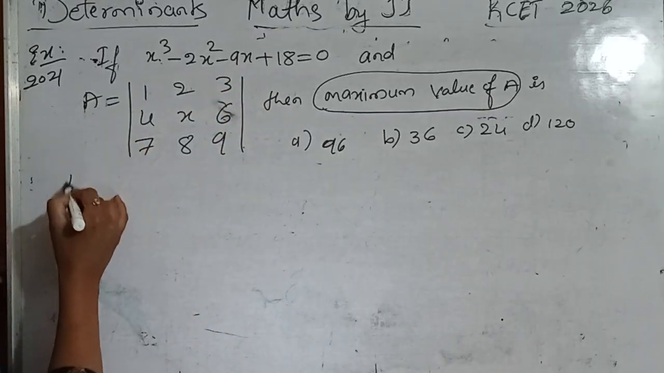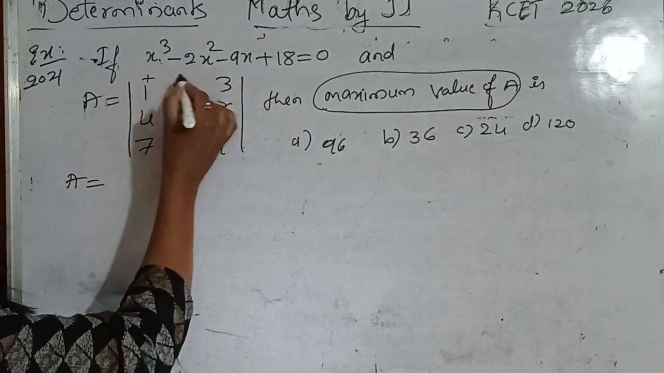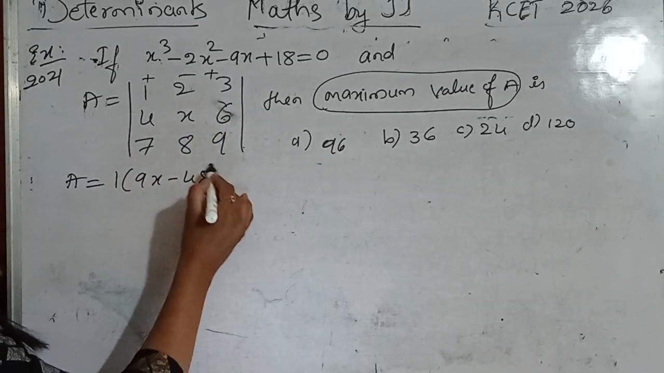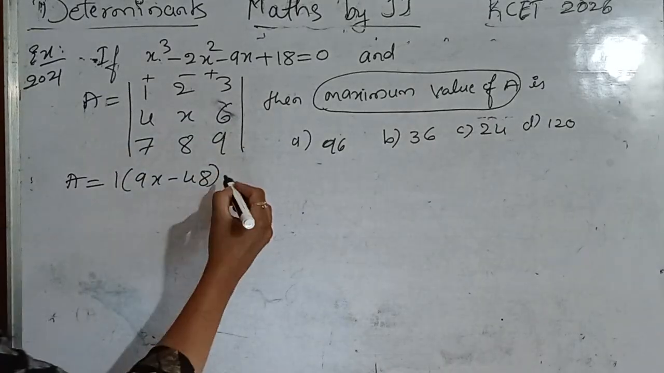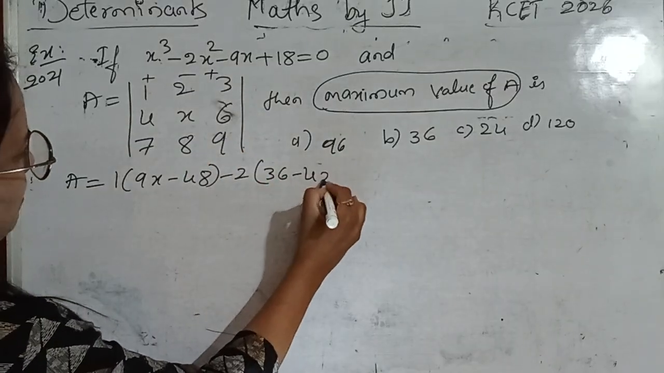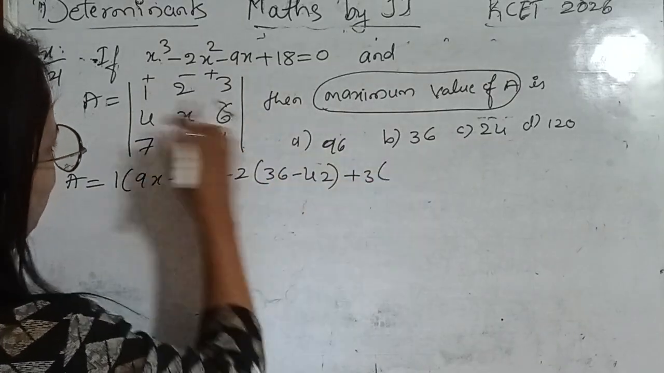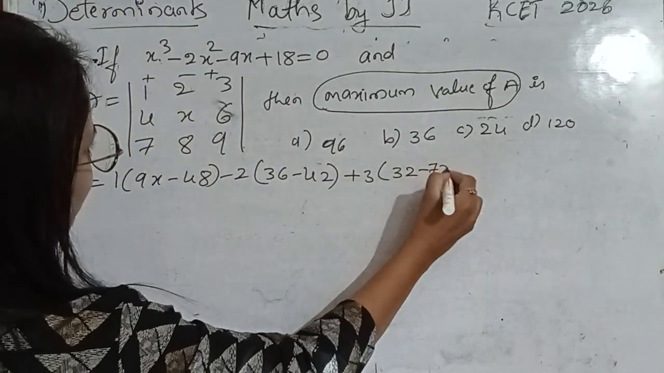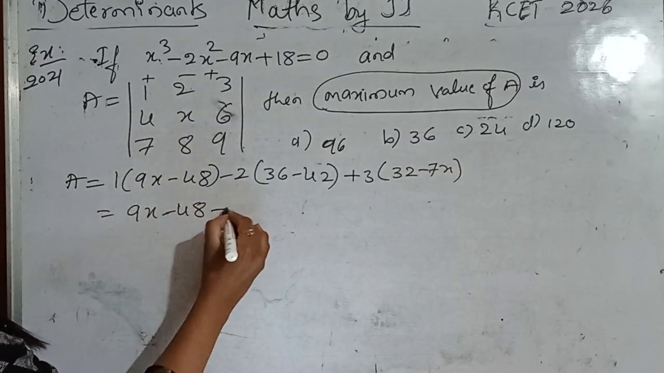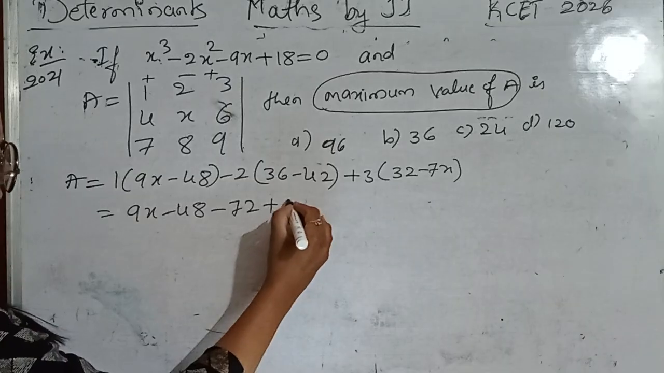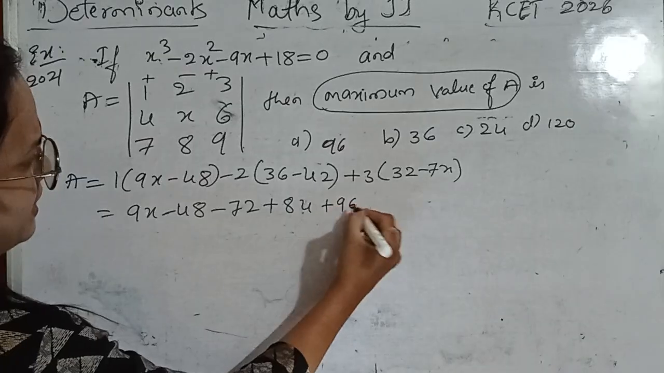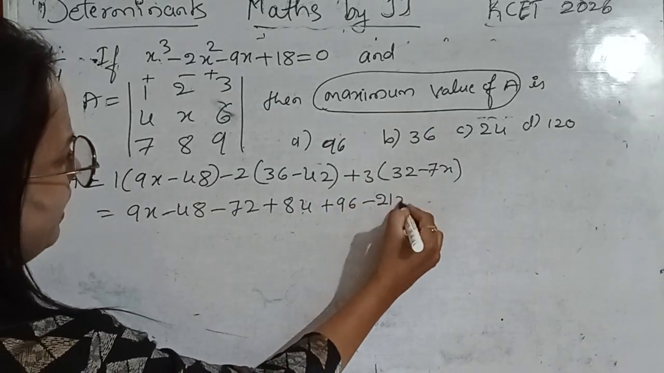So basically what I am going to do, I'll calculate this first, that is the determinant. I will solve this. So 1 into 9x minus 48, 6 8s are 48, minus 2 into, leaving its row, 9 4s are 36 minus 42, plus 3 into 32 minus 7x. Correct? So I will simplify this: 9x minus 48, 72 plus 84 plus 96 minus 21x.